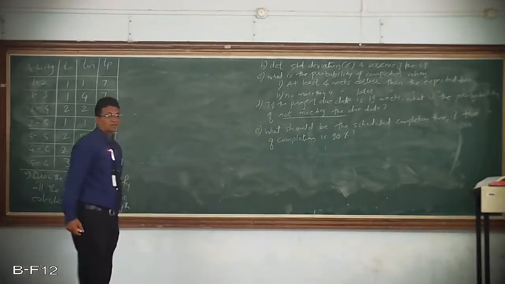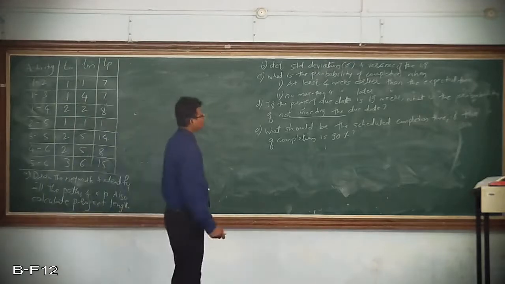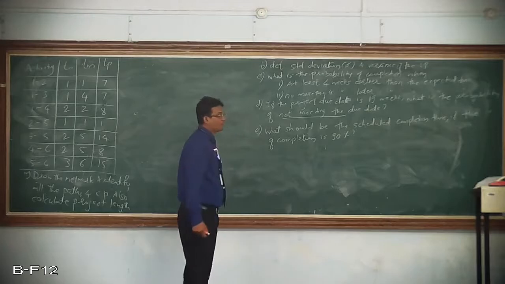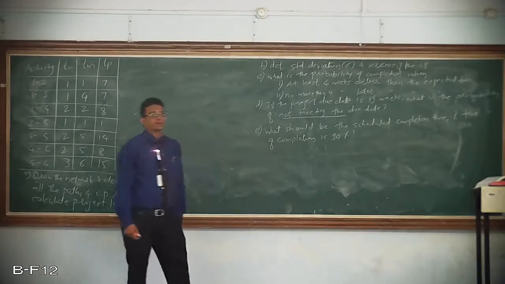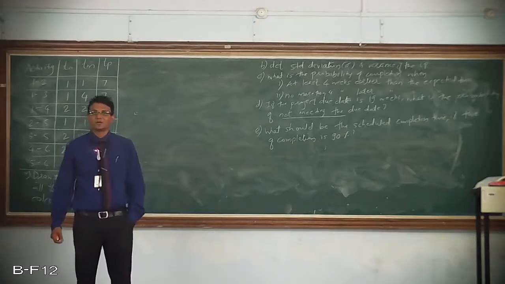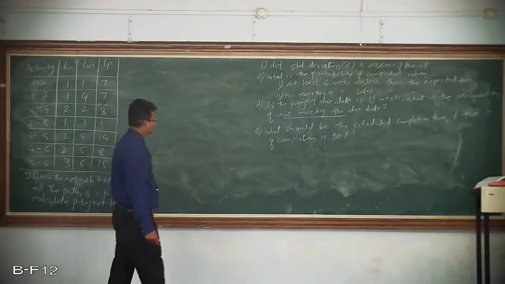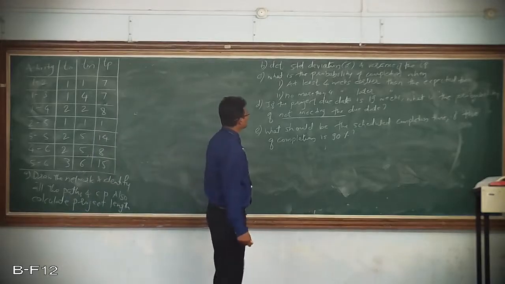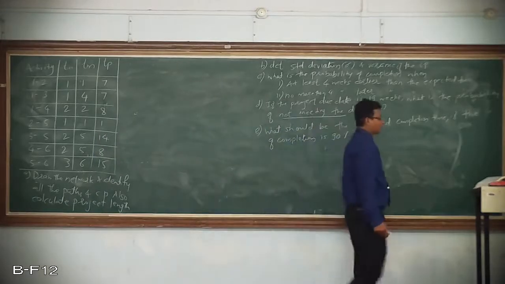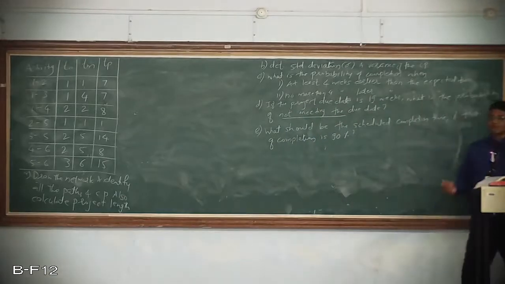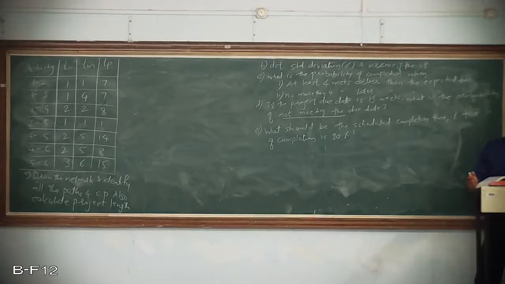The third part asks the probability of completion of the project at least 4 weeks earlier than the expected time. That means whatever expected time you calculate, you subtract 4 weeks from that and get the probability of completion. Then in the same part, they have asked no more than 4 weeks later than the expected project duration. That means you need to add 4 weeks to that, and again calculate the probability of completion.